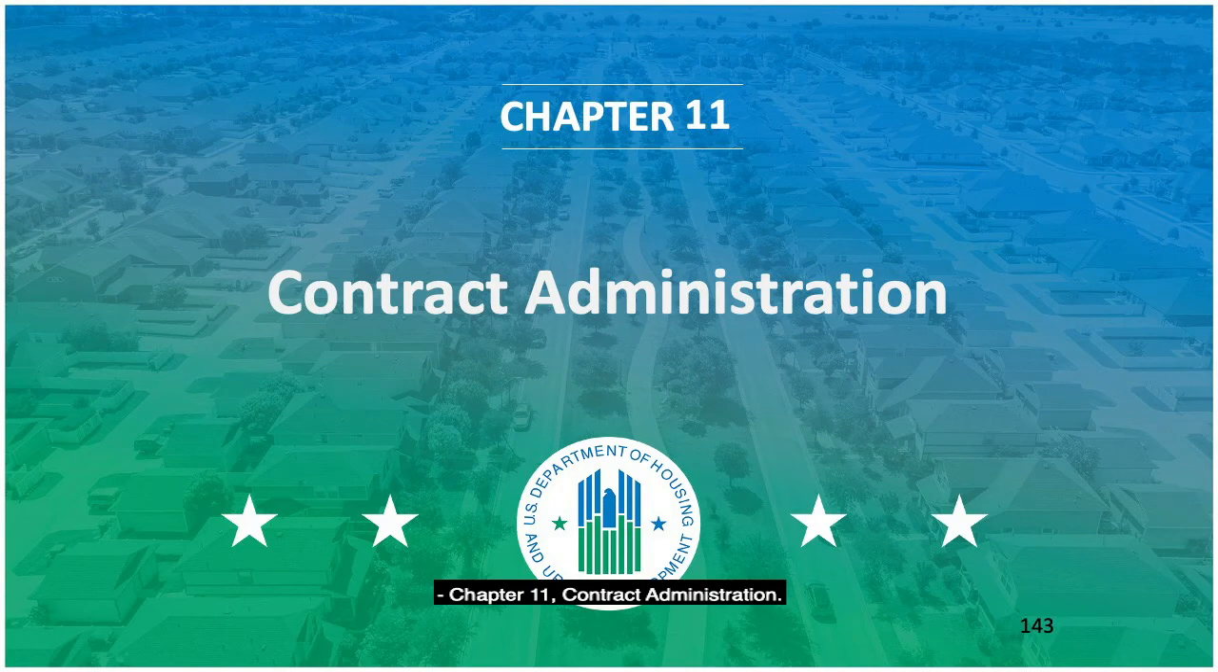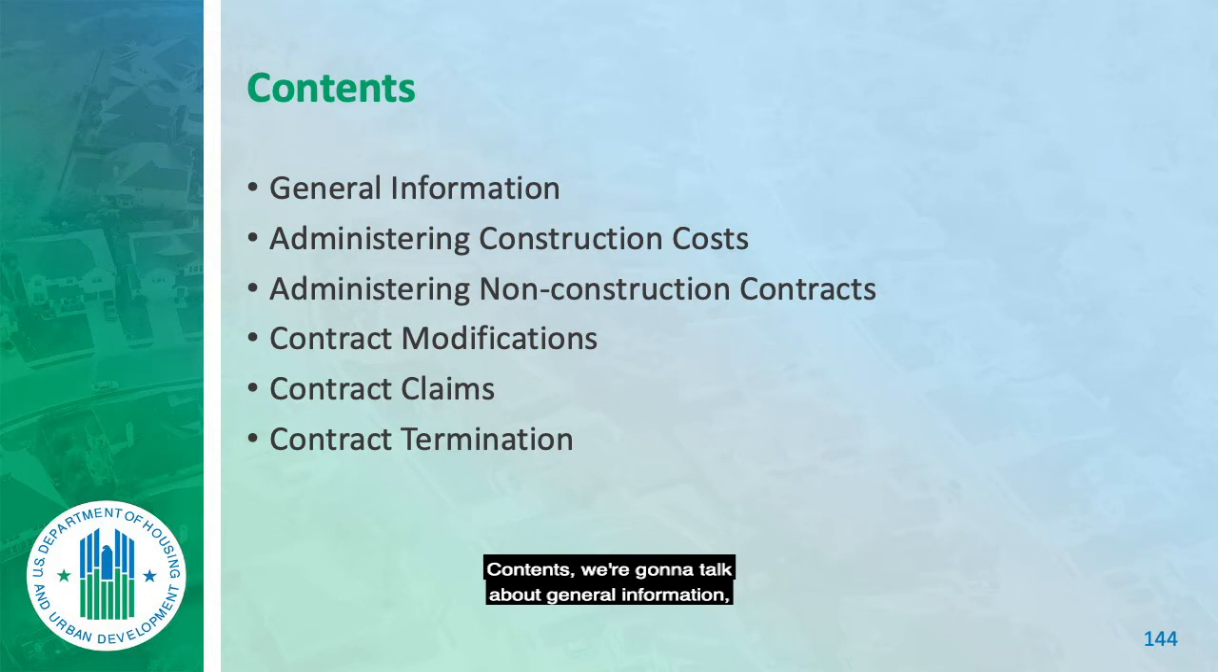Chapter 11, Contract Administration. Contents. Going to talk about general information, administering construction contracts, administering non-construction contracts, contract modifications, contract claims, and contract termination.